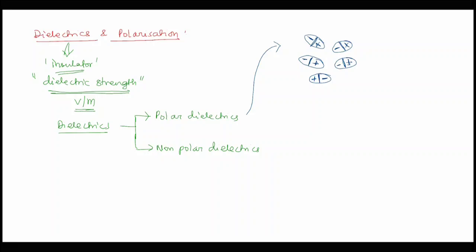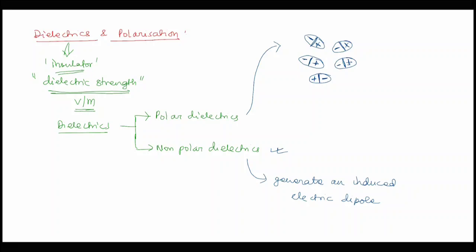And when an electric field is applied, the positive charge experiences a force in the direction of the electric field, and the negative charge experiences a force in the direction opposite to the field, as a result of which the substance produces an induced electric dipole. So I write, they generate an induced electric dipole. So this is how we understand the nature of dielectrics.